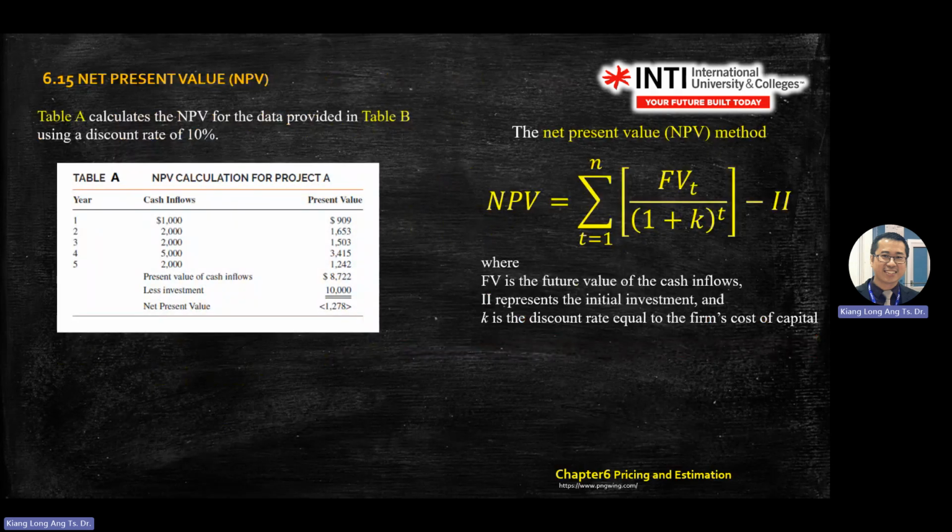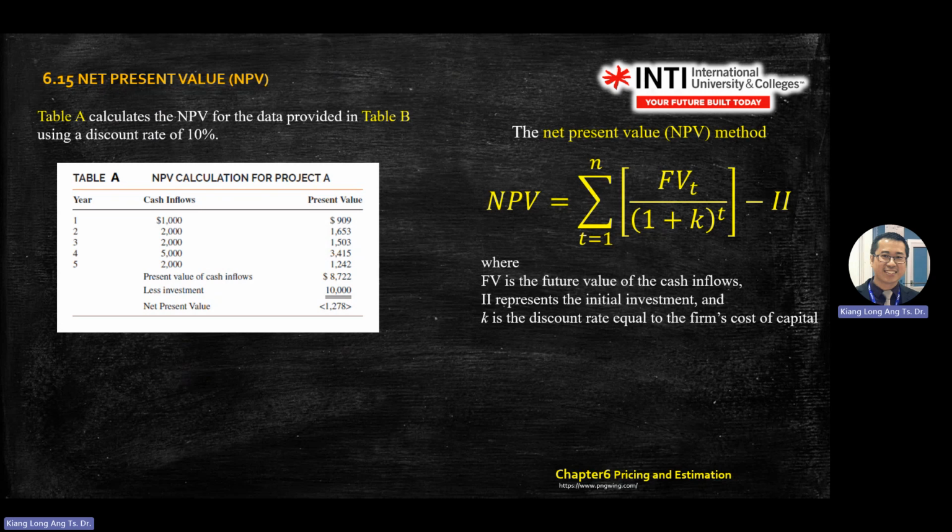Okay, so this is another presentation with the same concept. If you understand the example just now, you should be able to understand what happened in this table. Meaning, the cash flow is different each year. Year 1 gives you 1,000, then 2,000, 2,000, 5,000, 2,000. The initial investment is 10,000. You add all the numbers and you get 8,722. 8,722 is this component minus 10,000, which is your initial investment.